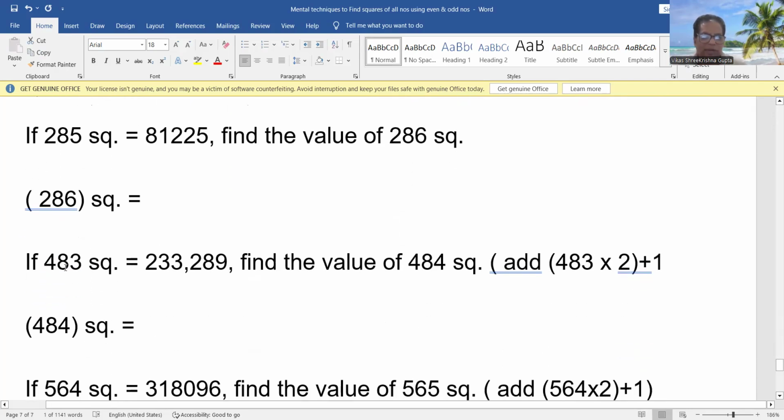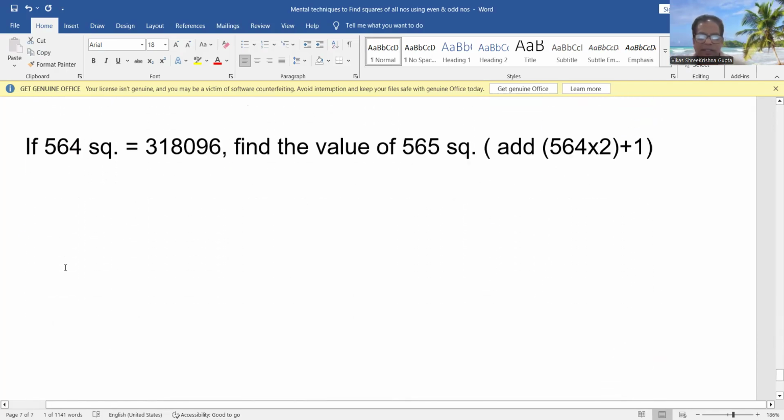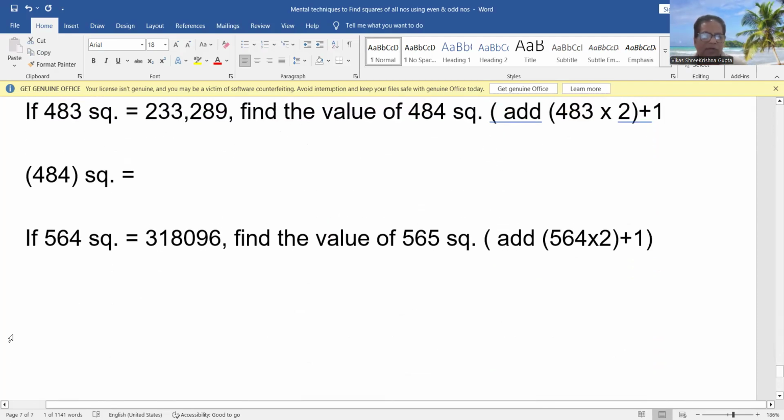The same technique is being used everywhere. If you are given 564 square as 318096, what is the value of 565 square? Now here you can find the value of 565 square by the sutra I have told you. The last number is 5, so you can multiply 56 into 57 and then simply fix 25 after that. Otherwise, because you know this square, you multiply 564 by 2 and then add 1 to that product and add that number to this number and you get the answer of 565 square. So very easy, very simple technique.